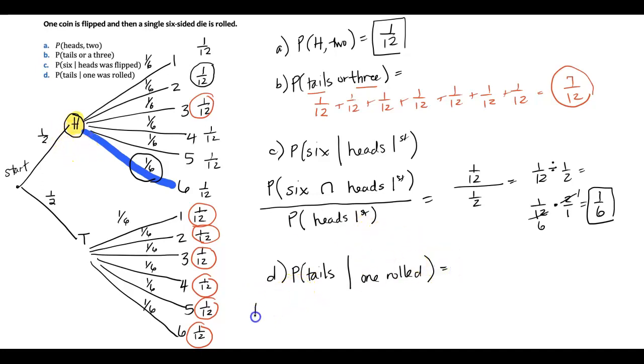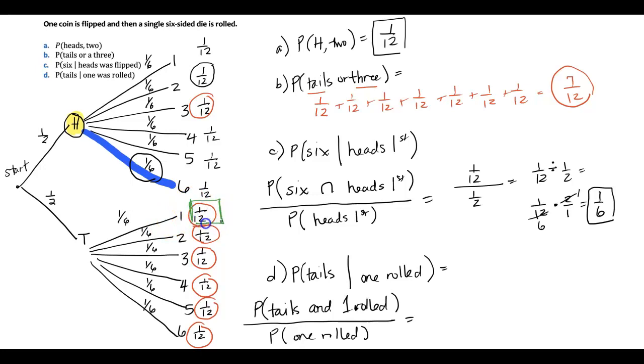And our formula says probability of the intersection, tails, and a 1 was rolled, and the denominator, probability of the given, which is that a 1 was rolled. In our numerator, tails and a 1 was rolled. I'm going to use green. I'm going to follow the tails branch and a 1, and I get the probability of 1/12.